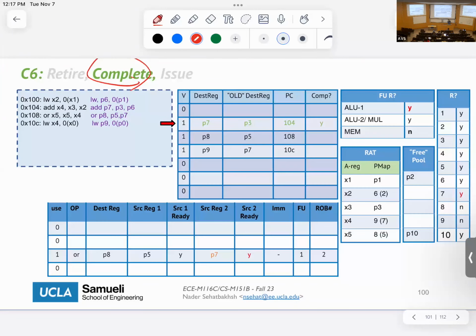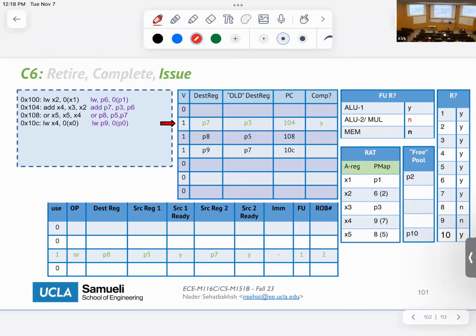Now the complete. Remember that we issued 2 instructions in the previous cycle, so I'm expecting to see 2 instructions completed in this cycle. This instruction will be completed, so I'm going to put yes here, yes here, and yes here. These are the things that I'm going to change. And as you can see, this means that I can forward this back to here. So I'm going to update this and make this yes as well.